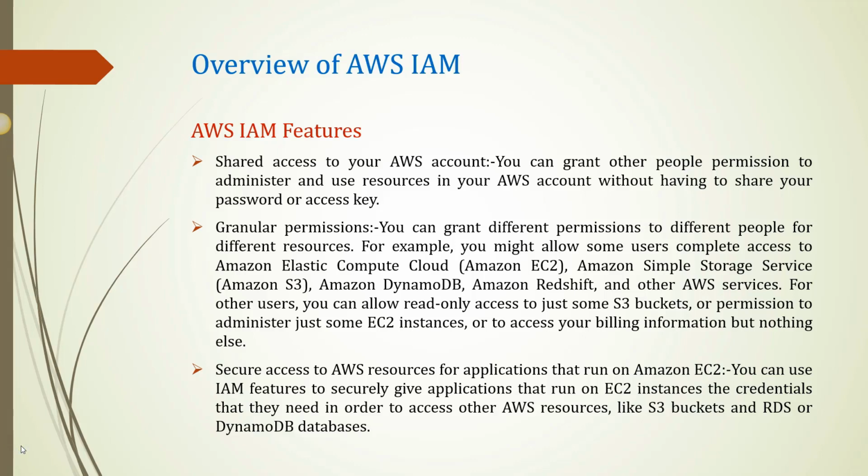Third feature is secure access to AWS resources for applications that run on Amazon EC2. You can use IAM features to securely give applications that run on EC2 instances the credentials that they need in order to access other AWS resources like S3 buckets and RDS or DynamoDB databases.